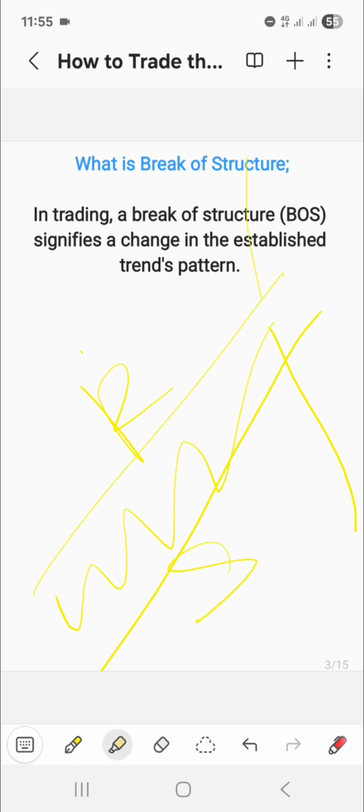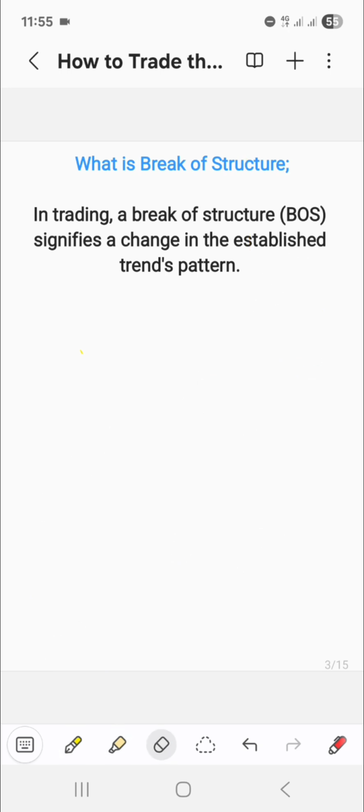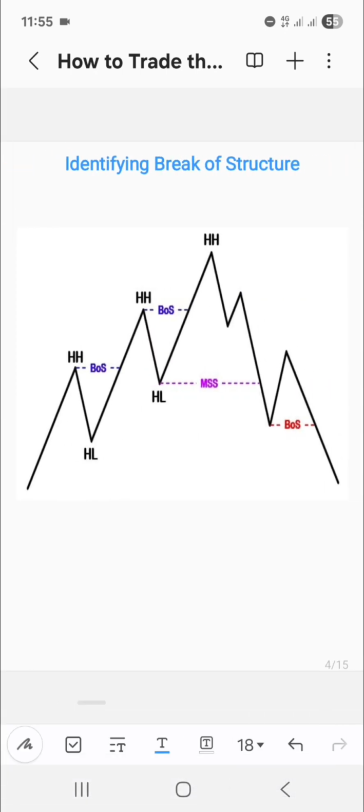So in a nutshell, what does a break of structure do? It clears the support or breaks above the resistance, either in a horizontal market format or a trend line format, that is the support and resistance, or the other way around as well. So let's get into how to identify it.